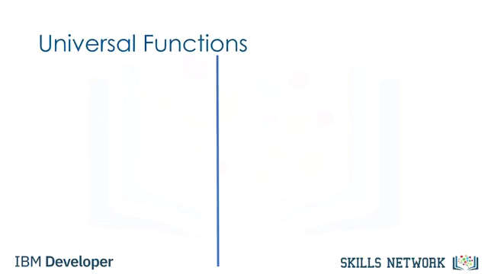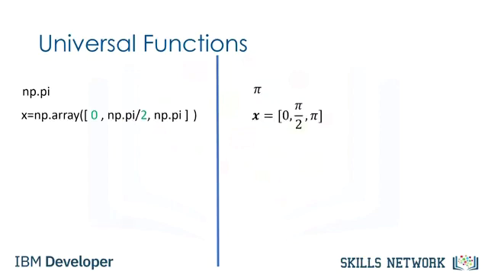Let's implement some code on the left side of the screen and use the right side of the screen to demonstrate what's going on. We can access the value of pi in NumPy as follows. We can create the following NumPy array in radians. This array corresponds to the following vector.